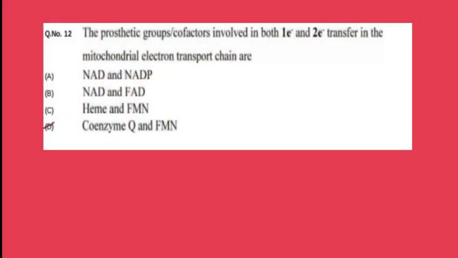The prosthetic groups or cofactors involved in both 1 electron and 2 electron transfer in the mitochondrial electron transport chain are? Here the question is asked about electron transport. Coenzyme Q and flavin mononucleotide, these two are carriers present in the electron transport chain, and they can transfer 1 electron or 2 electrons. So the answer to this question is option D. Moving to the next question.